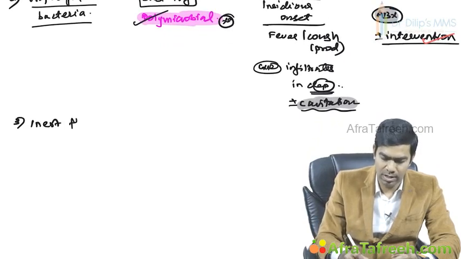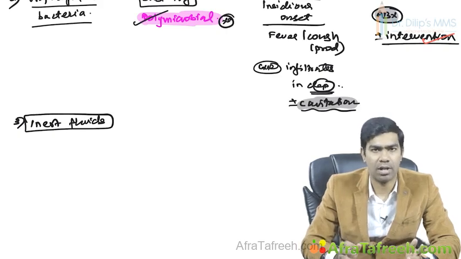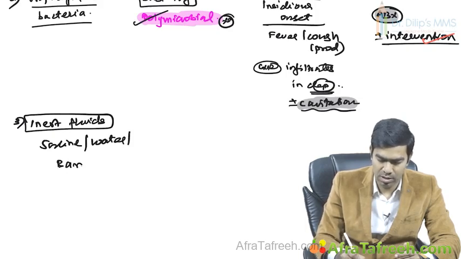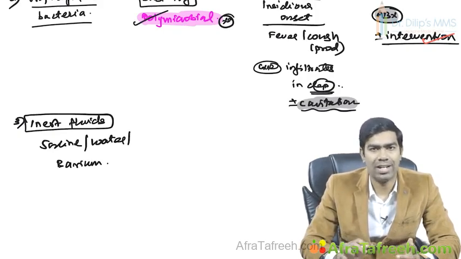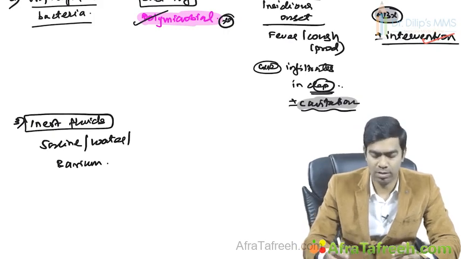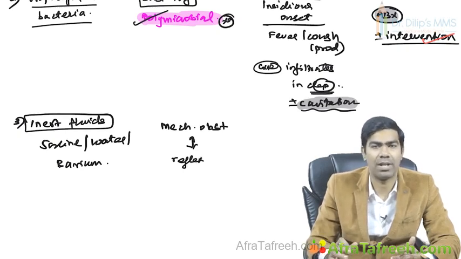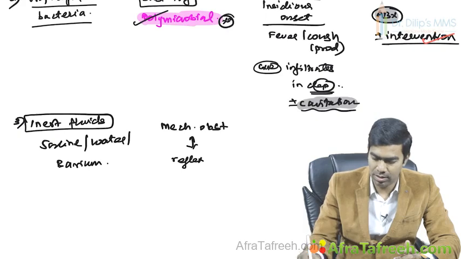Suppose you aspirate an inert fluid. Inert fluids means when you are aspirating saline, or the barium content when you're doing a barium swallow test. So when you aspirate saline, water, barium, these are inert liquids. Usually they don't cause chemical pneumonitis or inflammation as such, but they can cause mechanical obstruction. That is because of reflex airway closure, and because of hyperreactiveness of the airways, they go for constriction. Reflex airway closure, so that's the reason.